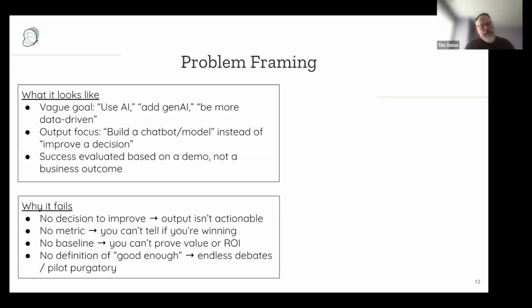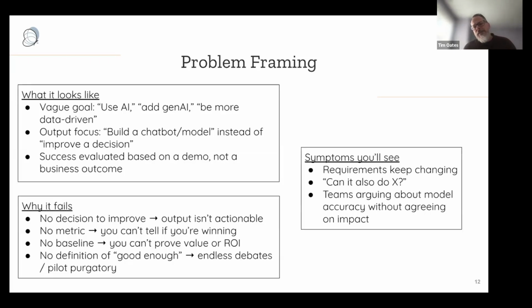And then furthermore, if there's no definition of whether things are good enough, you get into endless debates about how well it is doing. Oh, it's 80%, right? I don't know, we should go for 85%. Now it's 85%. Oh, we should go for 90% accuracy. And so you're just stuck in this purgatory. What you see is the requirements are always changing. Somebody comes along and goes, well, that's pretty cool. Can it also do this thing? And again, the teams are thinking about accuracy without agreeing on impact, right?